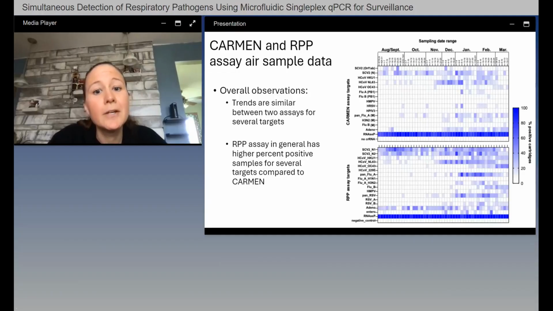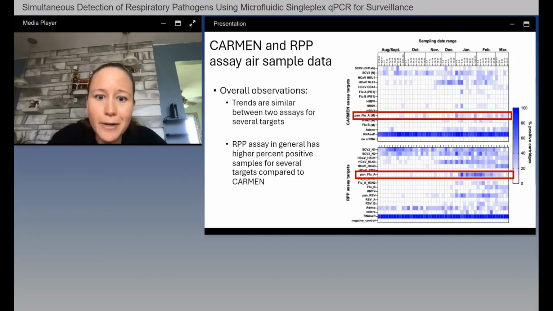The overall trends that we observed, and I'll get more into these on the next slides, were that the trends were similar between the two assays for several targets. Additionally, we noticed that the RPP assay in general was able to identify a higher frequency of percent positive samples for individual sampling time periods compared to the Carmen.